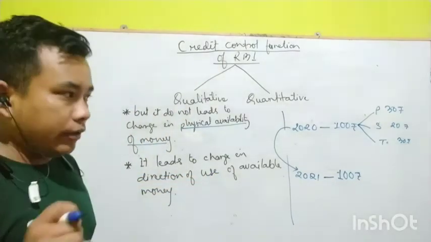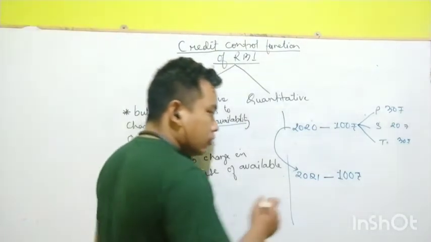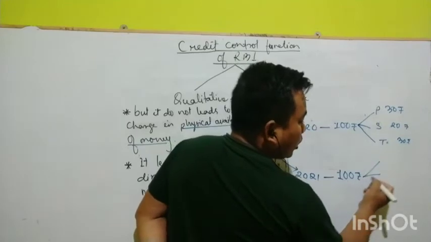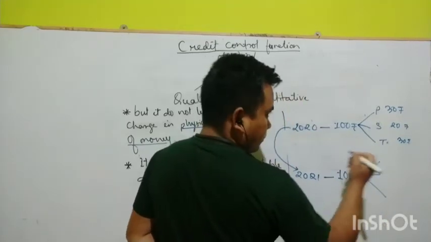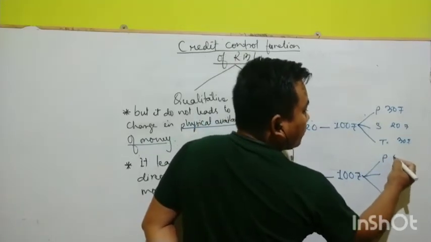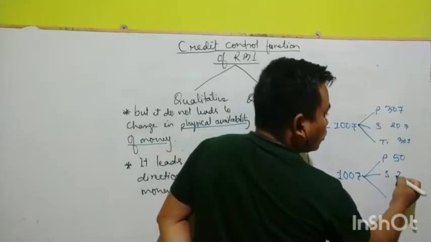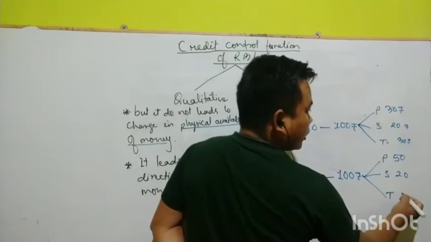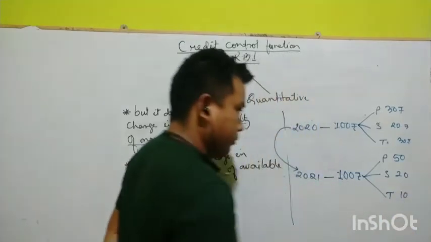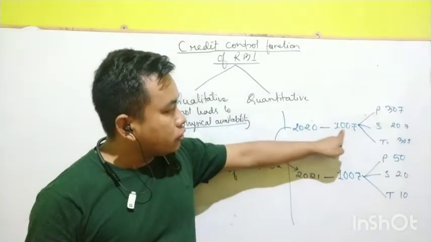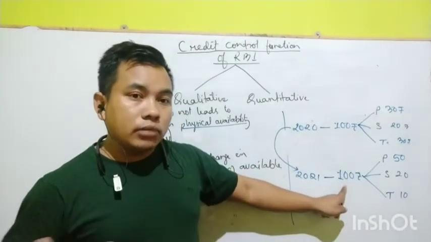What does that mean? Look here, in 2021, the 100 rupees this time will be used like this. In the primary sector, 50 rupees is available. In the secondary sector, 20 rupees is available. In the tertiary sector, only 10 rupees is available. See, the amount of money available compared to 2020 and 2021 remains the same. It's 100.